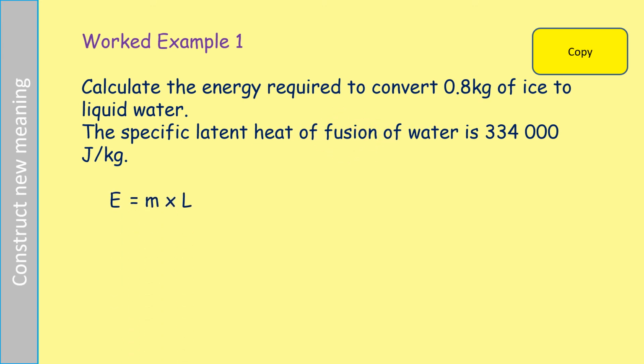So all we need to do is write down the formula we're going to use, E equals m times L, and substitute in the figures. Here the mass is 0.8 kilograms and the specific latent heat of fusion is 334,000 joules per kilogram. Put that into your calculator and out pops the answer, 267,200, and don't forget the units. This is energy, so we're measuring in joules.